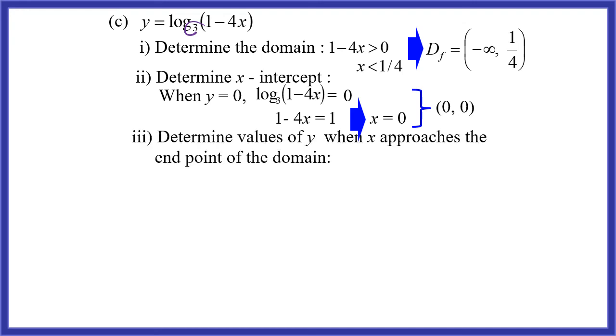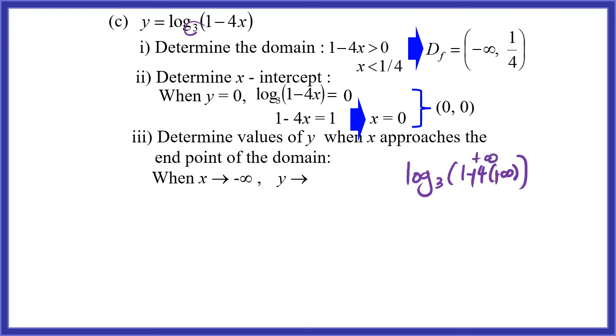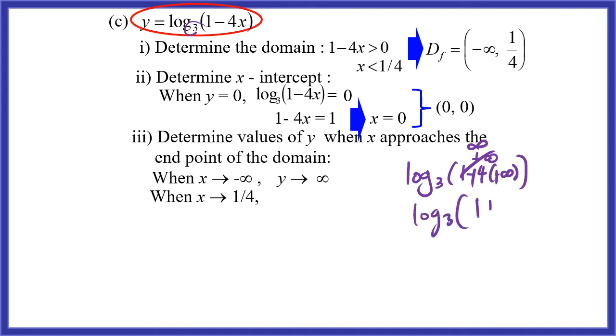Okay, now for when y approaches, what is y when x approaches the endpoint of the domain? So when x approaches negative infinity, y approaches natural log base 3 of 1 minus 4 of negative infinity. So negative times negative is positive, so plus 4 infinity is infinity. So 1 plus infinity is infinity. Log infinity is infinity.